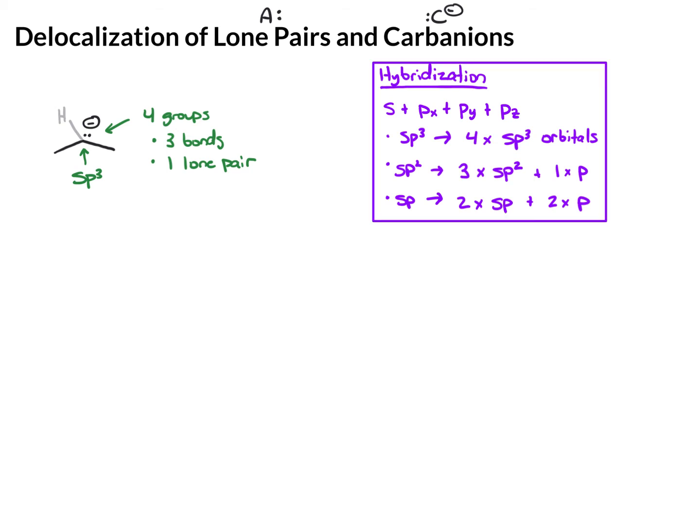So now, coming back to our carbanion, if that carbon is sp3 hybridized, that means that the lone pair must be in an sp3 orbital, because that's all that carbon has. The orbitals on this carbon: 4 sp3s. 1 is used for this sigma bond, 1 is used for this sigma bond, 1 is used for the CH sigma bond, and number 4 is where the lone pair resides.